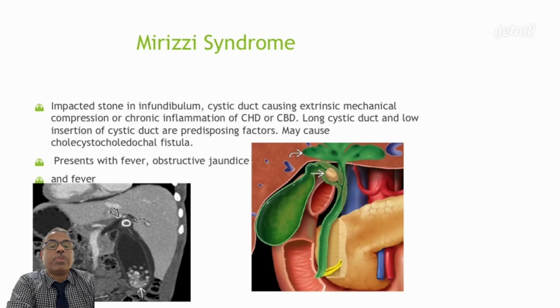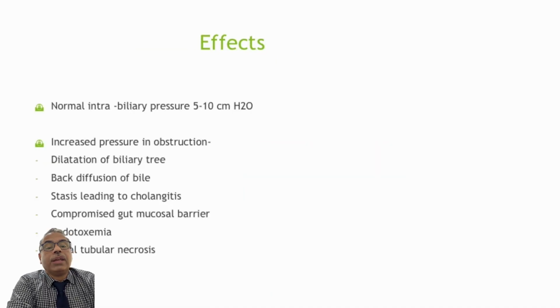And the second very important predisposing factor for development of Mirizzi syndrome is low insertion of cystic duct into the common hepatic duct where it joins. If there is a low insertion of the cystic duct, it can also cause obstruction of the cystic duct because of the stone, and that can lead to Mirizzi syndrome. Most of these patients normally present with features of obstructive jaundice and also fever.